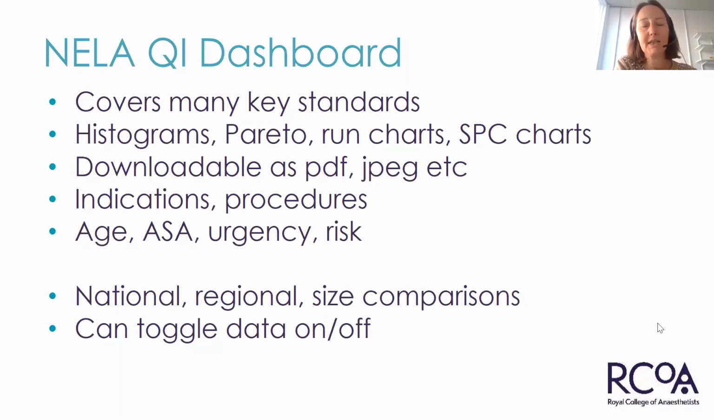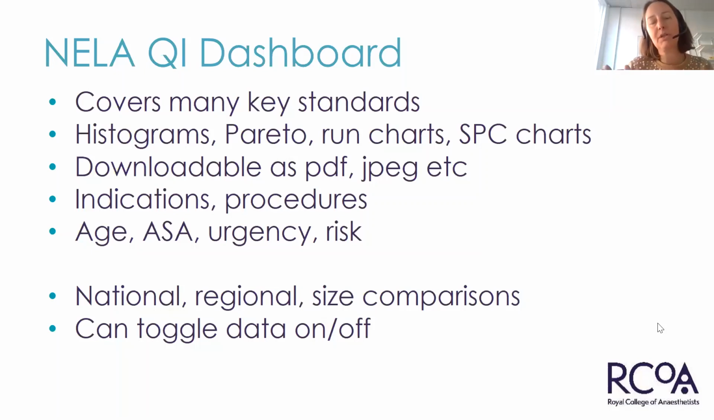You can look at indications for surgery or the types of procedures done, interesting for surgical presentations. And you can also look at very descriptive patient tools, like their range of ages, range of ASA grades, the urgency, a range of high risk and low risk. And all of these dashboards also come with real time national, regional and size comparisons.